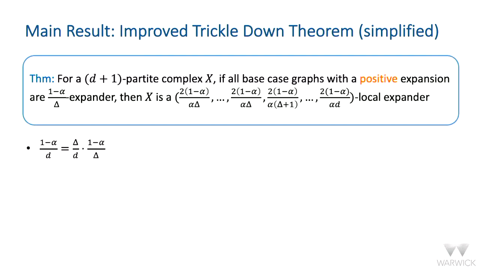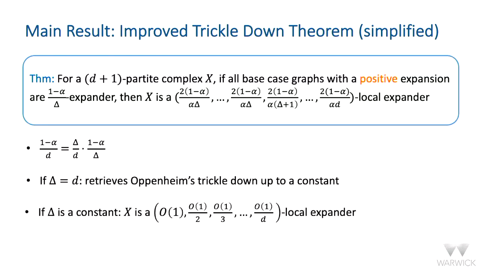And you can see that, in fact, if you look at the average expansion of the base case graphs, it will be 1 minus alpha by d, because 1 minus alpha by d is just delta by d times 1 minus alpha by delta. One other thing is that if the max degree of the parts is equal to the dimension of the complex, you get back the original trickle-down theorem. But if this delta is a constant, you actually get something much better. You get that eigenvalues go down. And this is the setting that the trickle-down doesn't work. Okay? So I want to tell you two applications of this theorem.